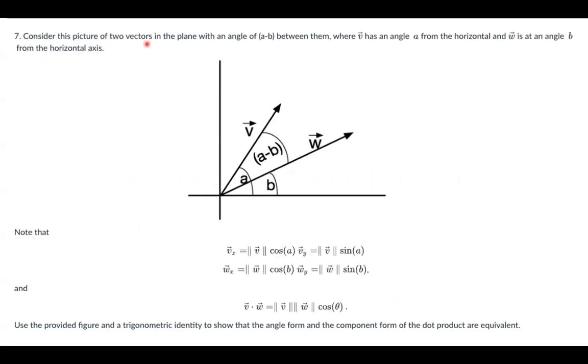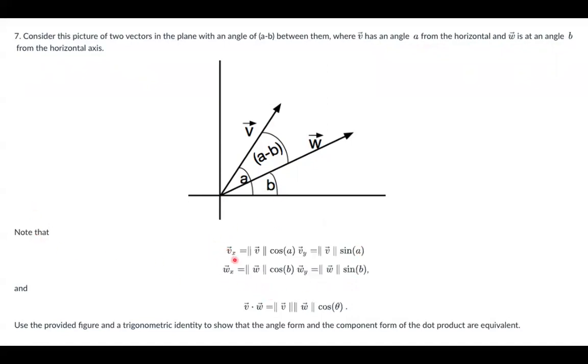We consider this picture of two vectors in the plane with an angle of A minus B between them, where v has an angle A from the horizontal and w is at the angle B from the horizontal axis. Okay, so we've got these two vectors, v and w. The angle in between them is A minus B. This angle is angle A and this angle is angle B. So it shows us some different pieces to this.